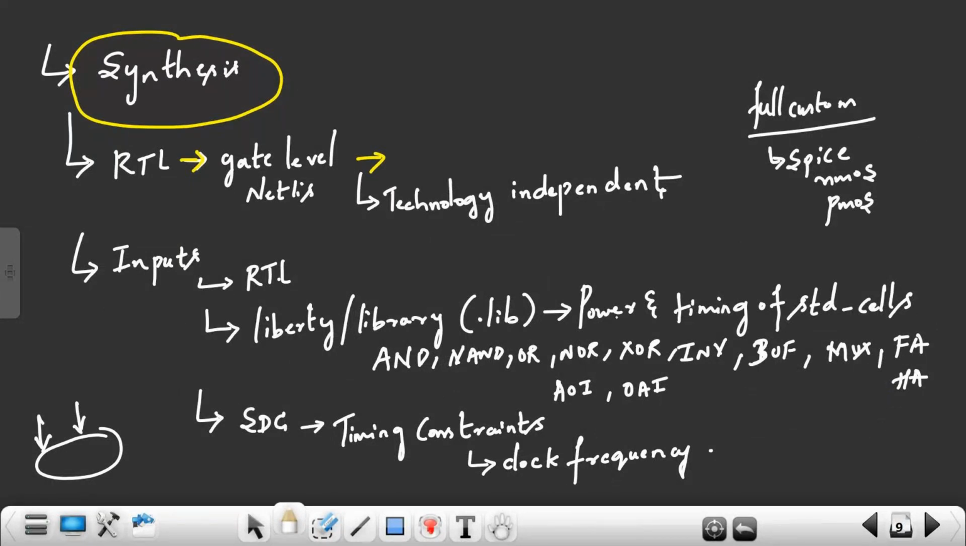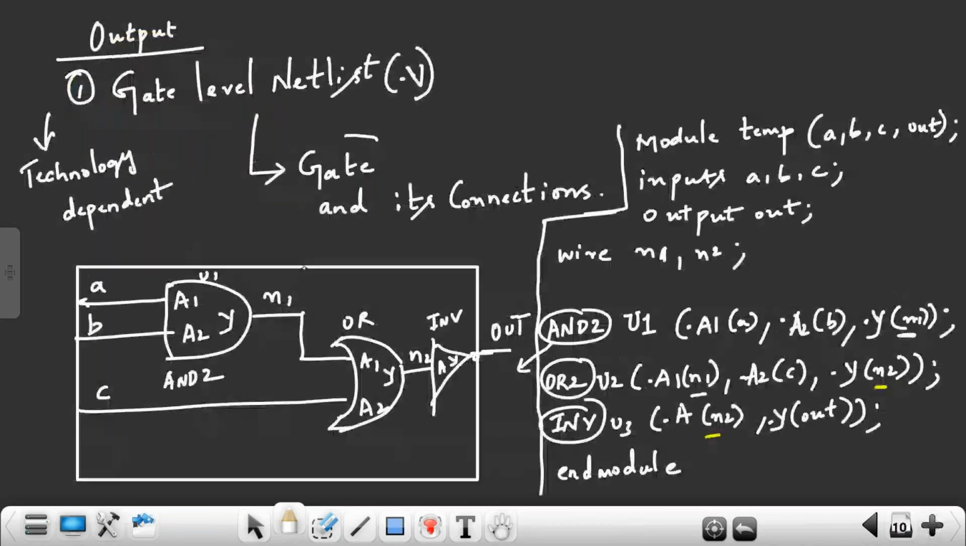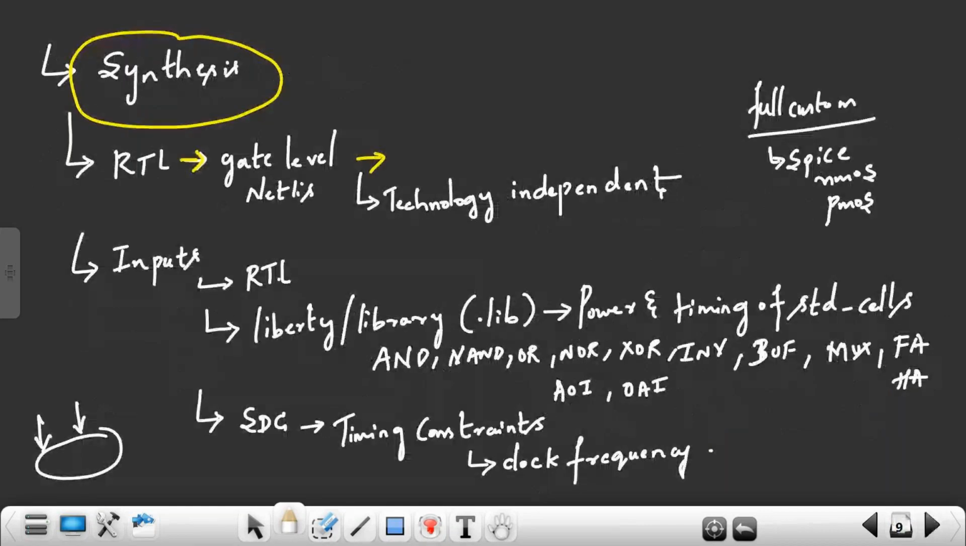So for that reason, we call the gate level netlist what? Technology dependent. But RTL is not like that. RTL is technology independent. It is not associated with any Liberty file. If I ask you to write the D flip flop RTL code, would you write it for any particular technology? No, it is not different for different technology. So this RTL remains the same for all technology.